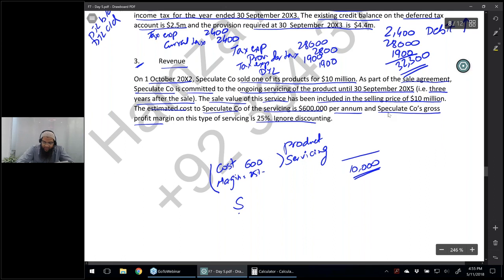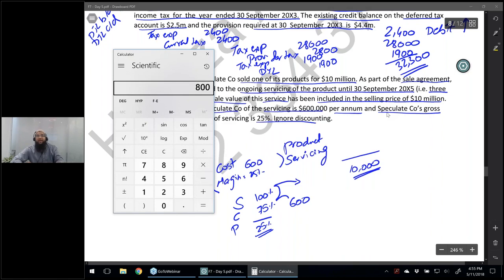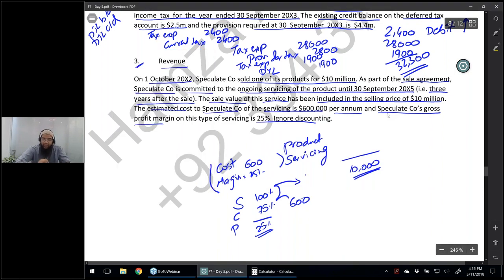So we can say profit is 25% of the selling price. This means that the cost is 75%, which is 600. So if 600 is 75%, then what is 100%? This will be 600 divided by 75 into 100. So the selling price is actually 800 per annum, because 600 was also per annum and the contract relates to 3 years. So the price of the servicing is 2,400. The value of servicing is 2,400 and the balancing figure for the product is 7,600.